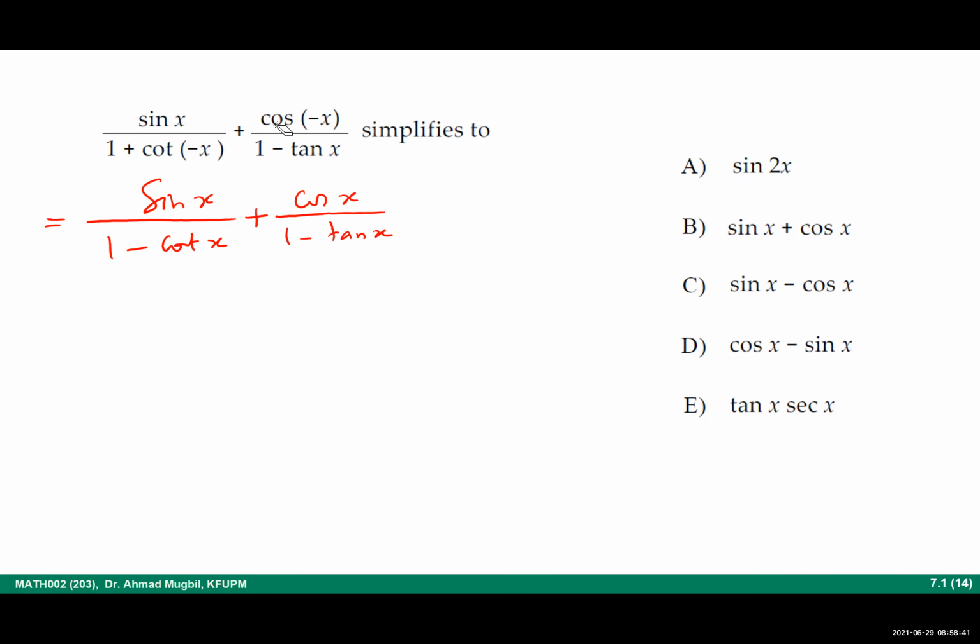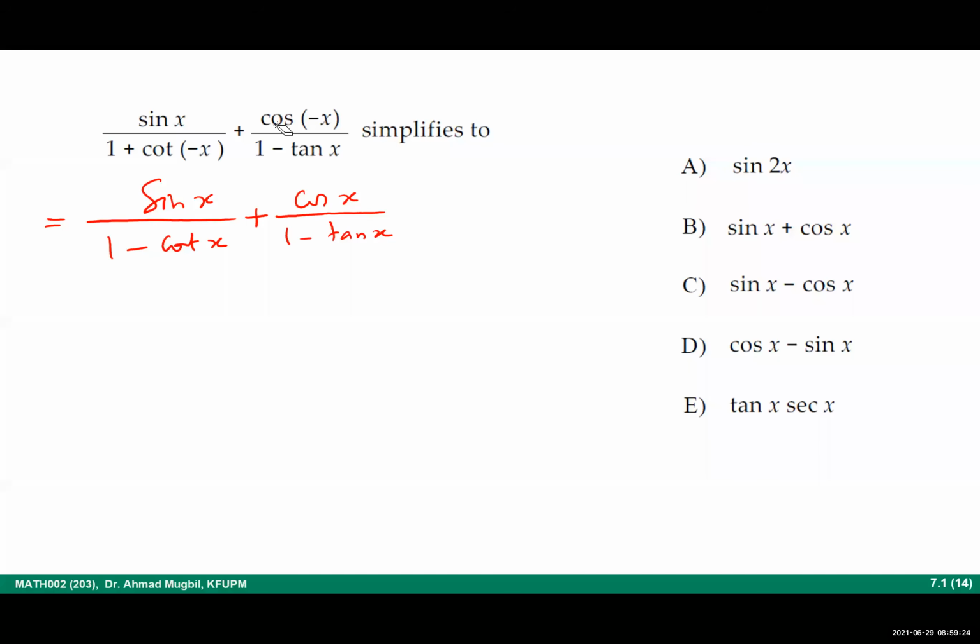Now continue. I need another hint from another student, please. Not from Muhammad, from anyone else. What can we do next? Yes, Khalid, expand the cotan and tan in the beginning. Make it sine over... What do you mean? I mean, you write the tan in terms of sine and cosine, and the cotan in terms of sine and cosine. Exactly. Yes. Write tan and cotan in terms of sine and cosine.